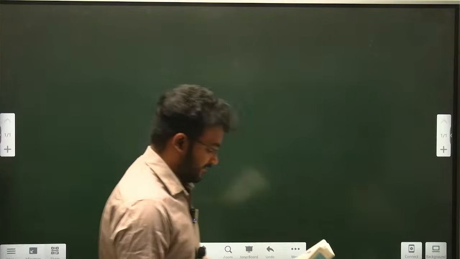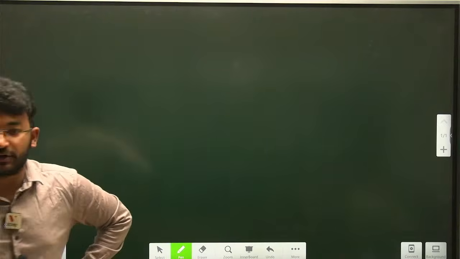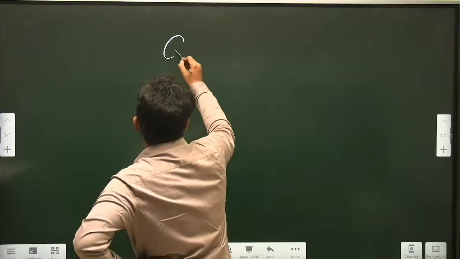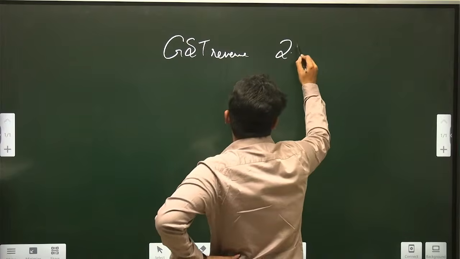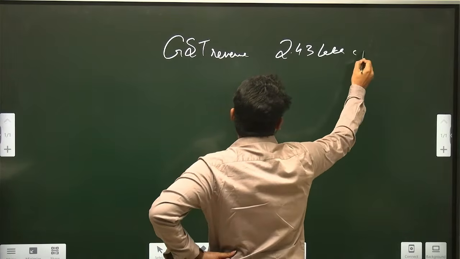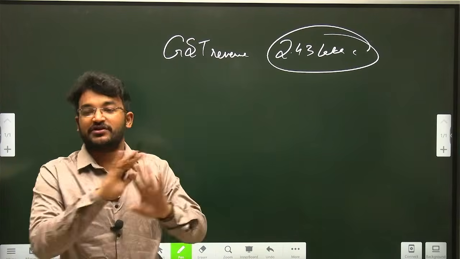Page number 1. Right top. GST revenue hits record 2.43 lakh crore in April. The article says that GST revenue hits record 2.43 lakh crore in April. Now, obviously, you need not remember these numbers. It is not at all of use for us.